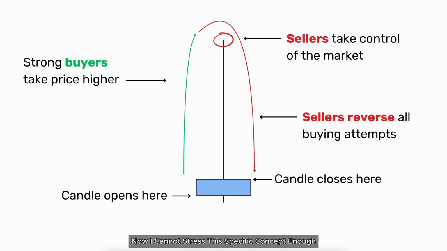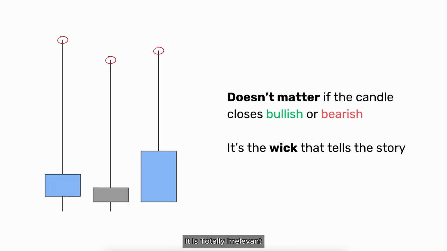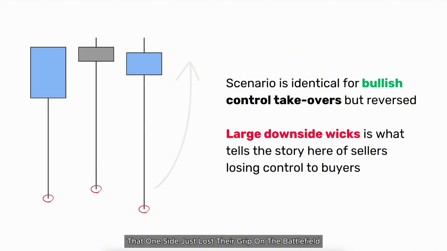Now, I cannot stress this concept enough. The body color absolutely does not matter. Seriously, whether that tiny body closes red or green, blue or gray, it is totally irrelevant. The massive towering wick tells the entire story. It is the actual tactical signal that one side just lost their grip on the battlefield. So please, don't obsess over the color. Obsess over the rejection. Okay?